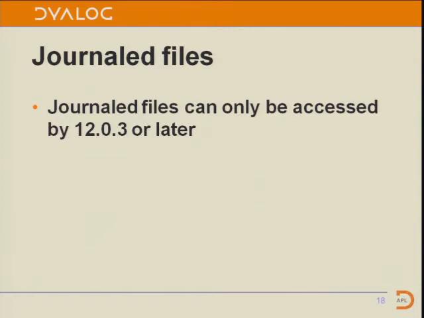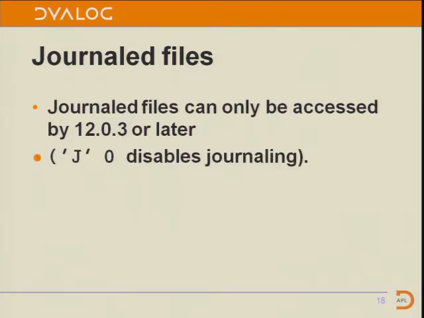Now, just note the downsides, because it's important that we check that the journal is present when we access the file. There's no point throwing one of these at any earlier version, because they won't know what to do with the journal. So, in fact, you cannot access them at all with an earlier version. But if you need to do that, then just turn journaling off.